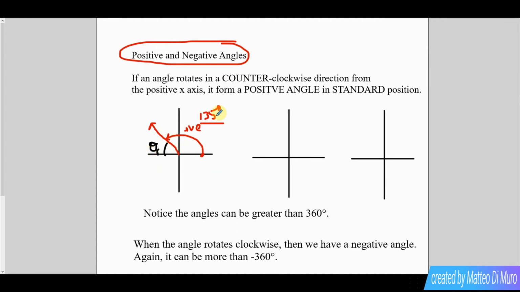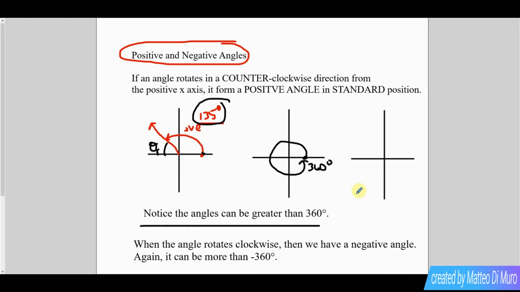So there's usually a lot of confusion. Standard position is starting from here going to the terminal arm. The reference angle is from the terminal arm to the nearest x-axis. So this is a positive angle. I can draw another positive angle right here. Let's start here, and if I go all the way around, well, hey, we made a full rotation. That's a positive 360 degrees.